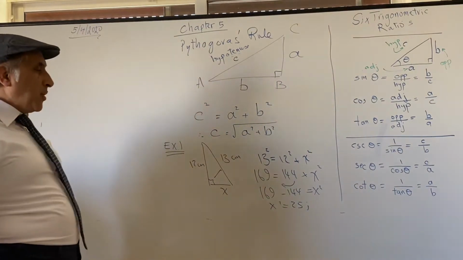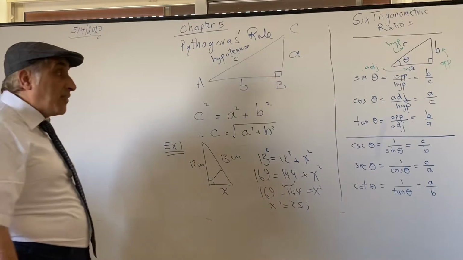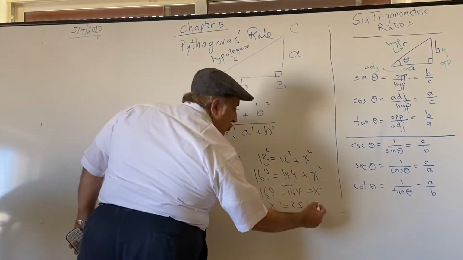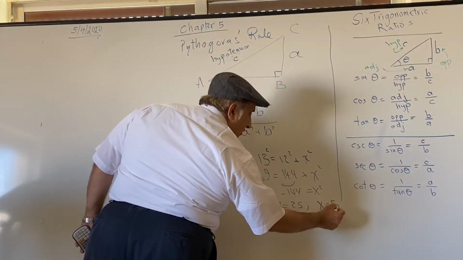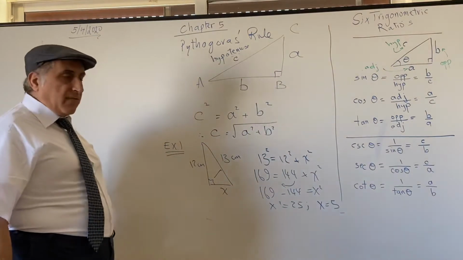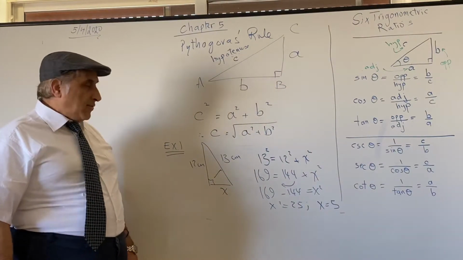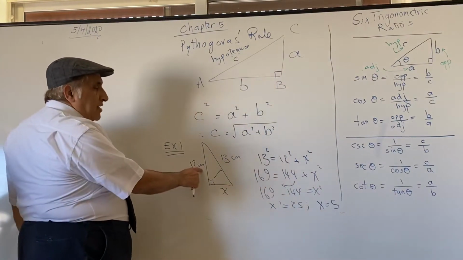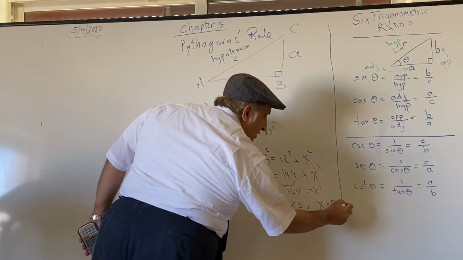If the length squared is 25, what do I do to solve this? I take the square root of both sides. So X equals 5. I know you're going to say plus and minus 5, but lengths are only positive. And if the dimension is in centimeters, the final answer has to be in centimeters.